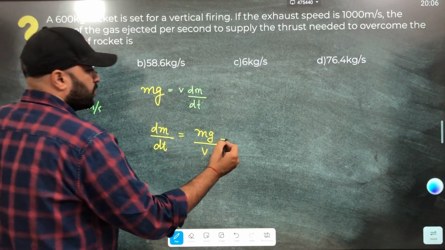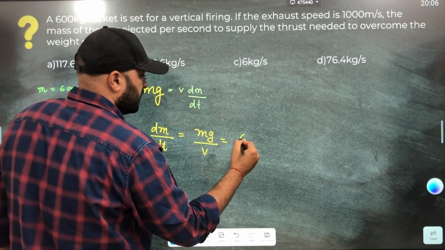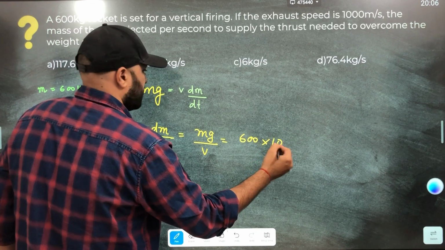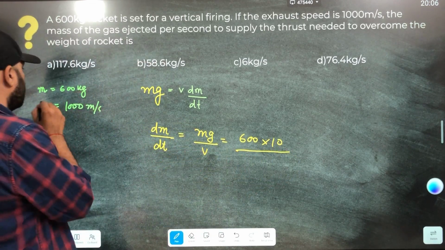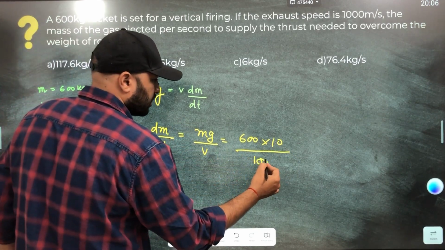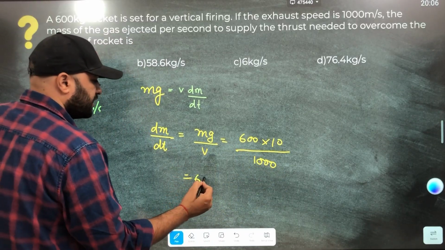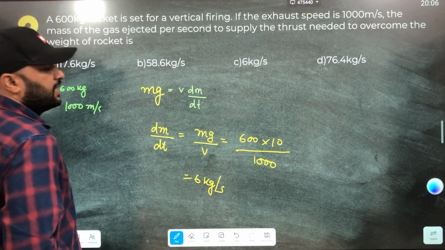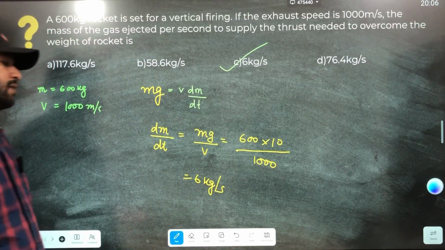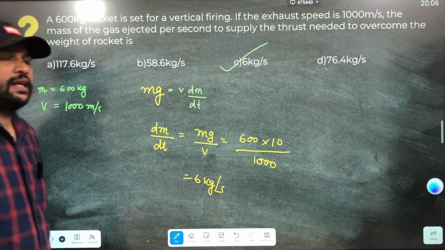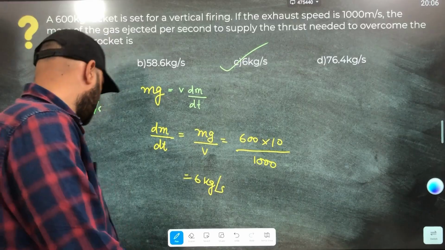So m here is, what is the mass of the rocket? 600, and acceleration due to gravity is 10, I am assuming, and velocity here is how much? 1000. So this will give us 6 kg per second. Let's see if there is any such result. Yes, option C is correct. 6 kg per second. That is the amount of fuel burnt in this case, right? Let's see our last problem for today.